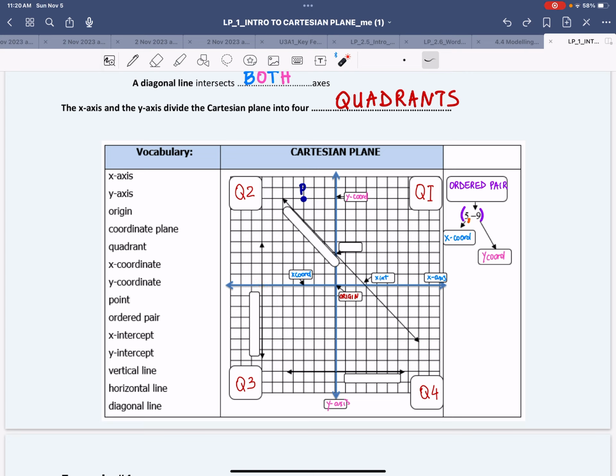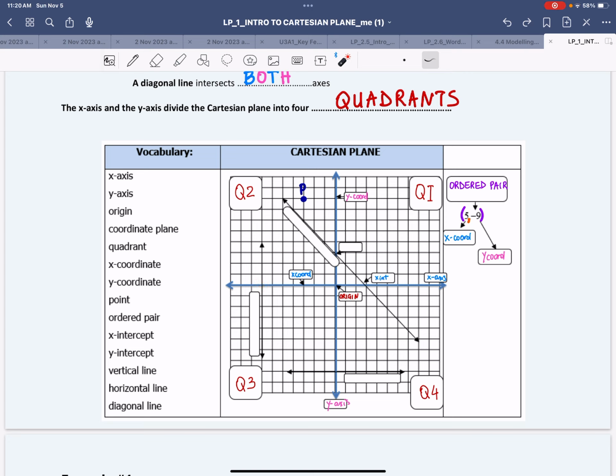Now, the types of lines that we discuss on the Cartesian plane are vertical lines, which are parallel to the y-axis; horizontal lines, which are parallel to the x-axis; and lastly, diagonal lines, which will cross both the x and the y-axis.